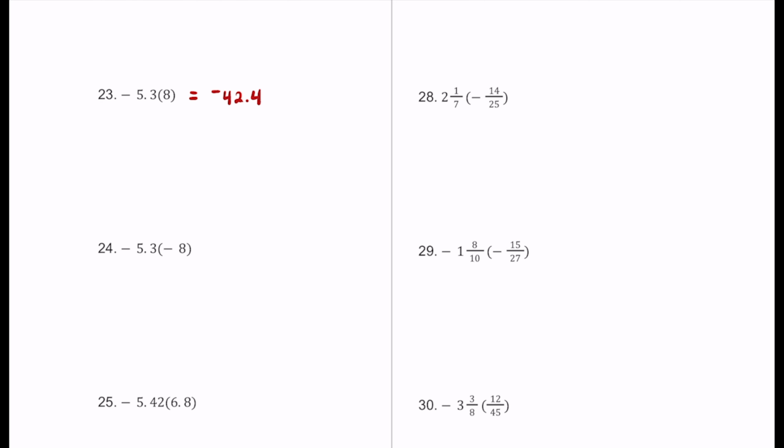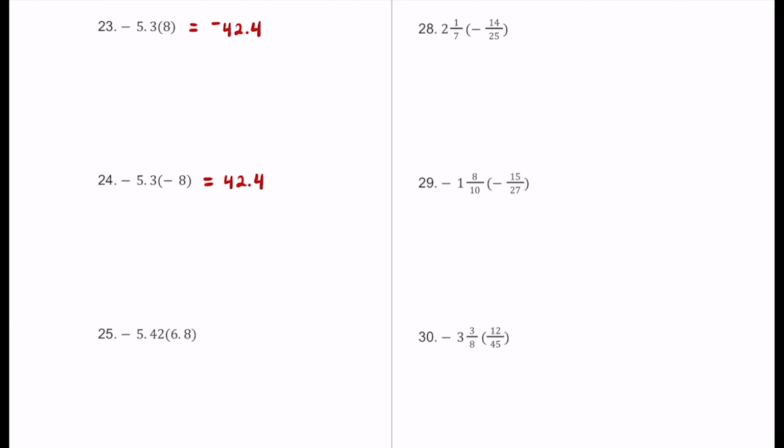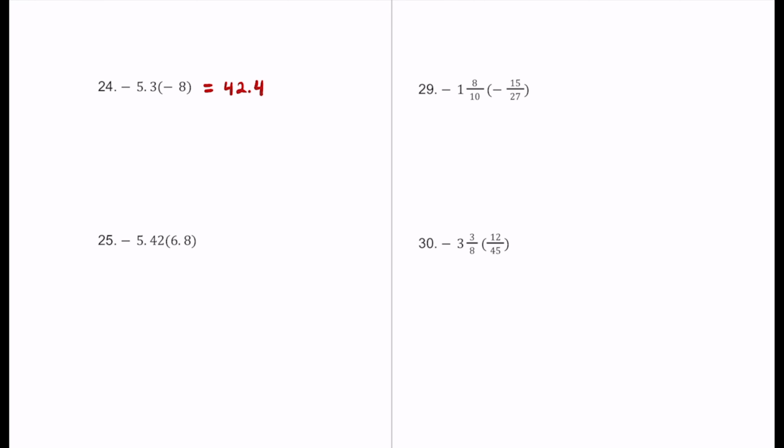And then if we move on to number 24, we have the same numbers one more time, except we have two opposites. So we have the opposite of 5.3 times the opposite of 8. That's going to be a positive 42.4, since the opposite of the opposite is just the original, or the positive version. Moving on to number 25 here, we have this negative 5.42 multiplied by 6.8.